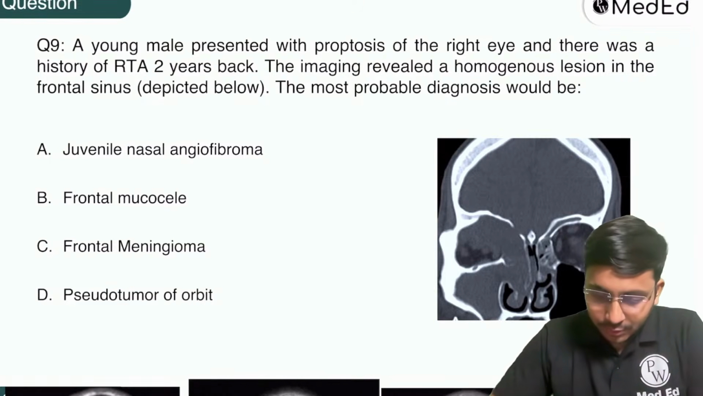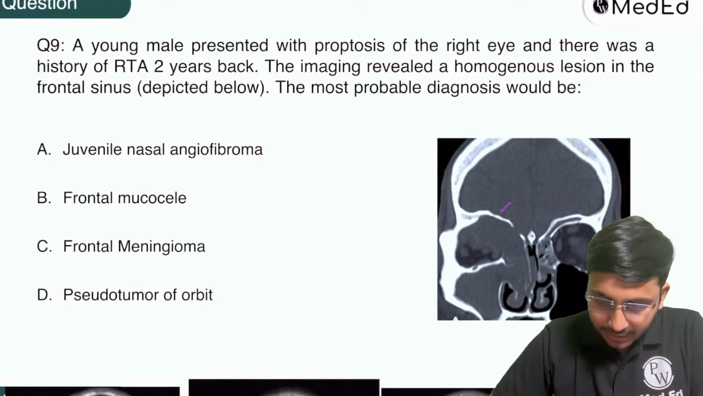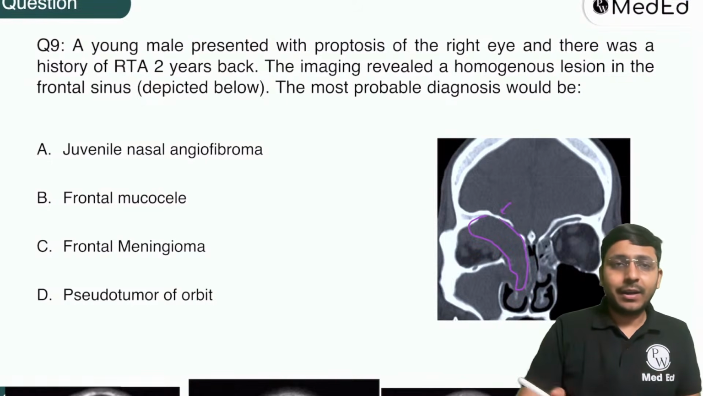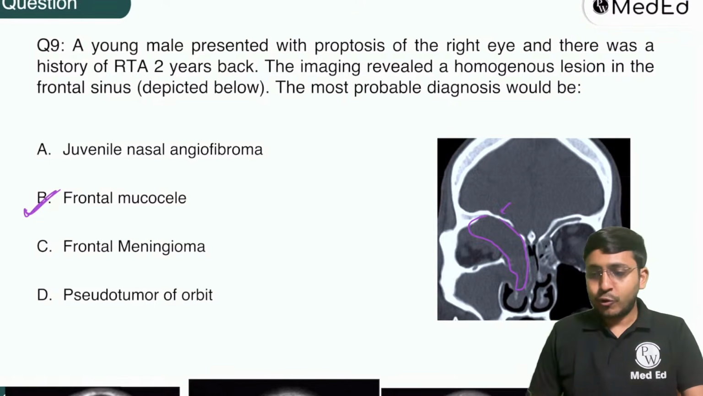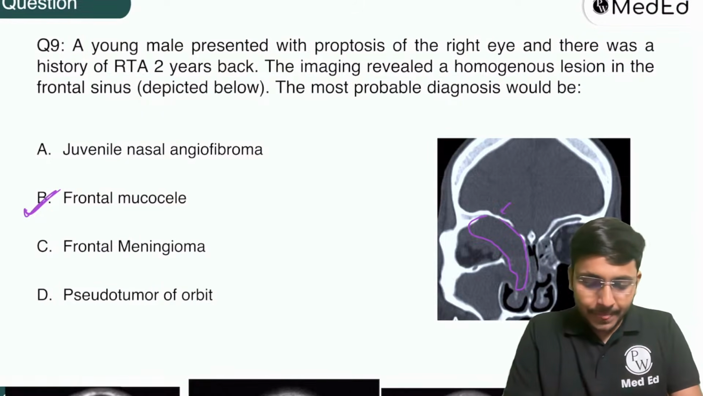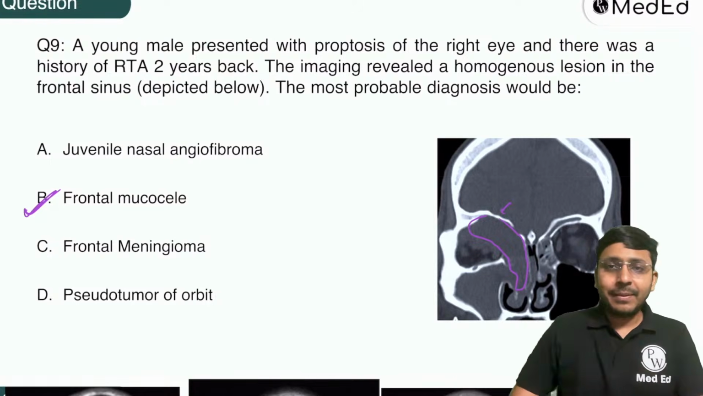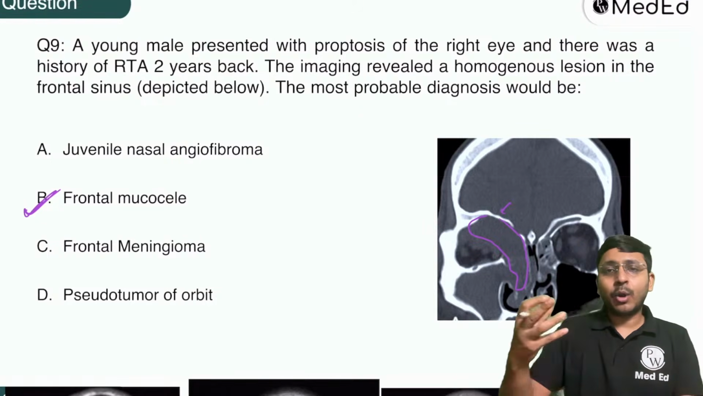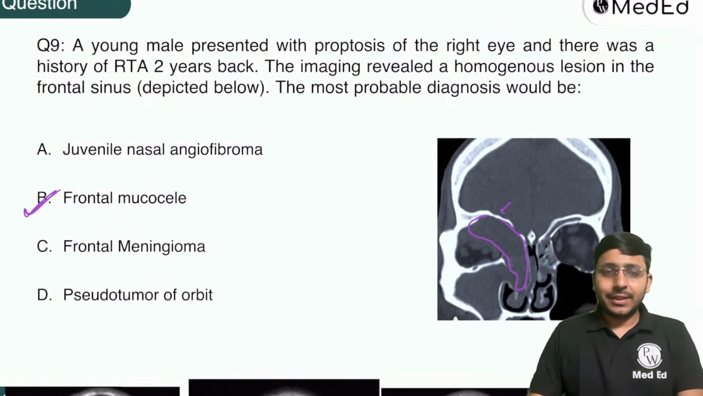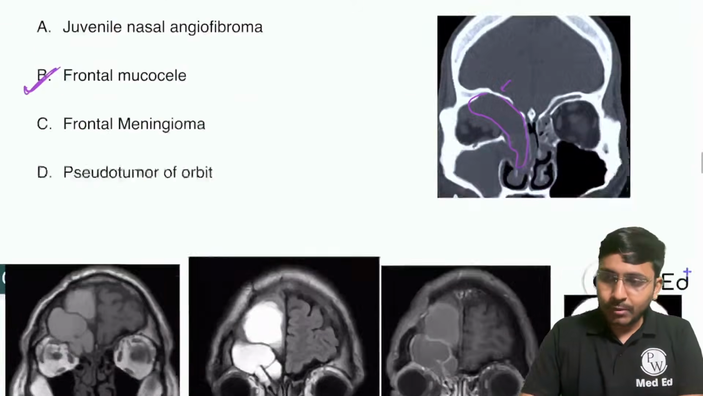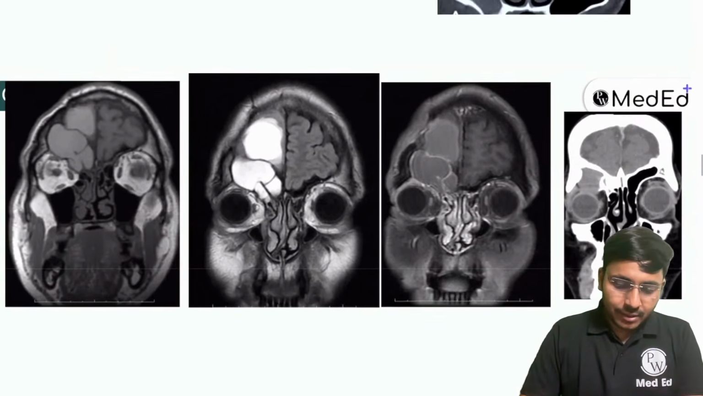What you see is that the bone of the frontal sinus is intact here, and there is a large lesion going up to the nose. This is how a typical frontal mucocele appears. And this is not a JNA. Whenever the history mentions JNA, JNA will have epistaxis as the complaint, it will not have proptosis as a complaint. So the answer here is a frontal mucocele, and I'll give you more important images which are more representative.